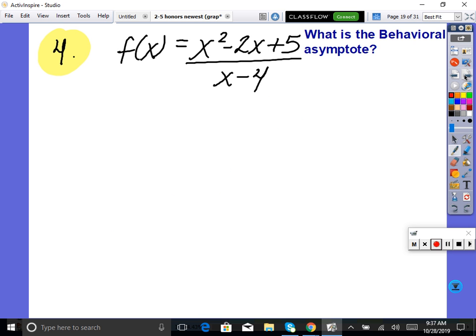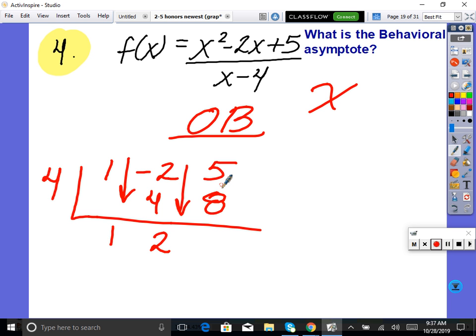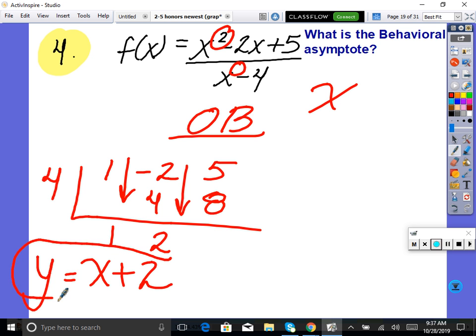All right. And number 4. This one is an oblique asymptote because x squared divided by x is x. So you'd say, okay, I'm going to have to actually divide this. So I'm going to use synthetic division again. 4, 1, negative 2, 5, add straight down, multiply up, add straight down, multiply up. Does the remainder matter? Not for the context of this problem. So there's your equation of your line. We took degree 2 divided by degree 1, giving us degree 1. So this is x plus 2. So y equals x plus 2 is your oblique asymptote. Your slanted asymptote.